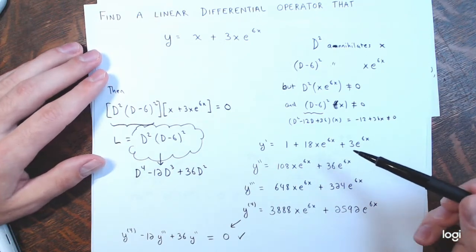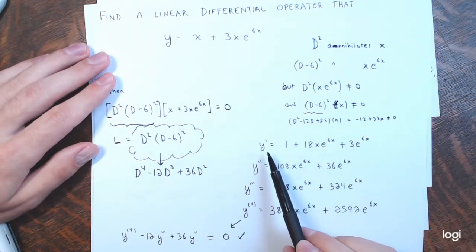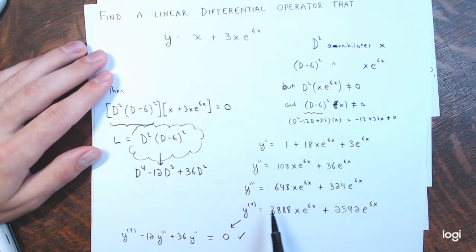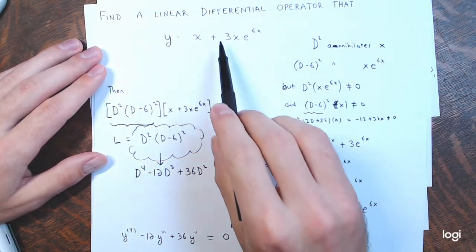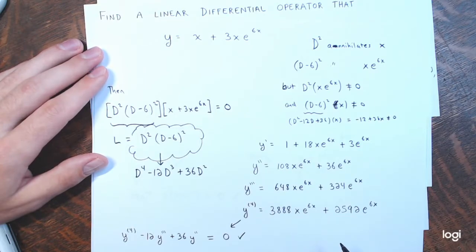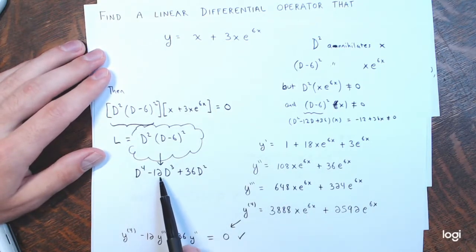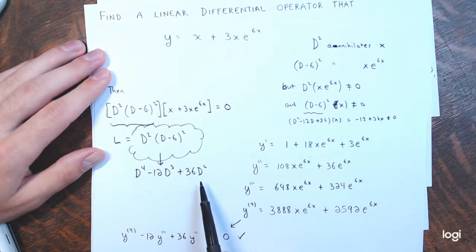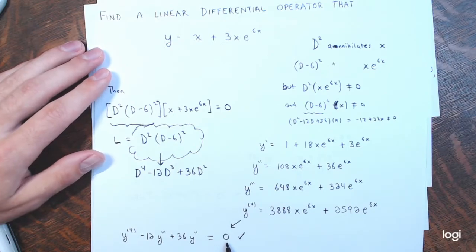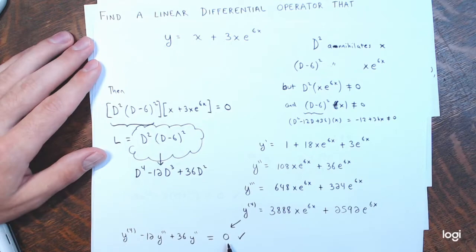Okay, so I'll leave this to you to verify, but I've taken the first derivative, second derivative, third derivative, fourth derivative of this function. Took a little bit. And then substituting into this, basically you get the fourth derivative minus 12 times the third derivative plus 36 times the second derivative, and you can use a calculator or whatever and verify that this is indeed 0. Again, I'll leave that to you.